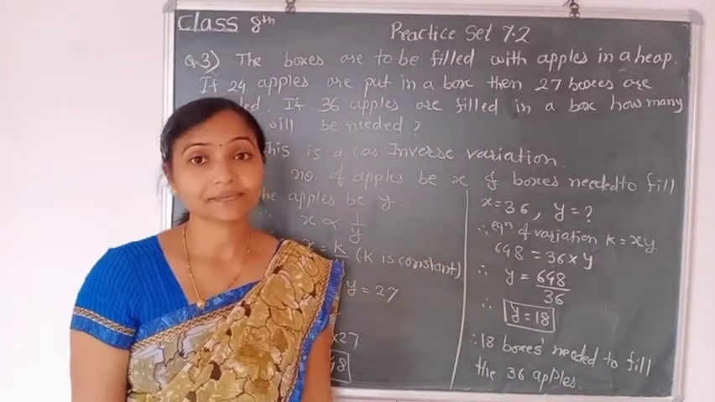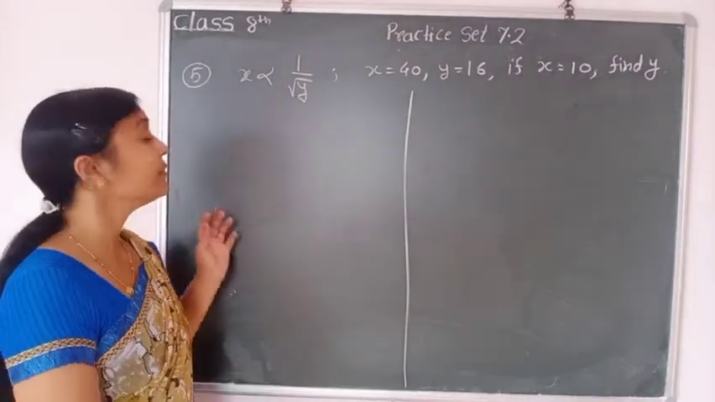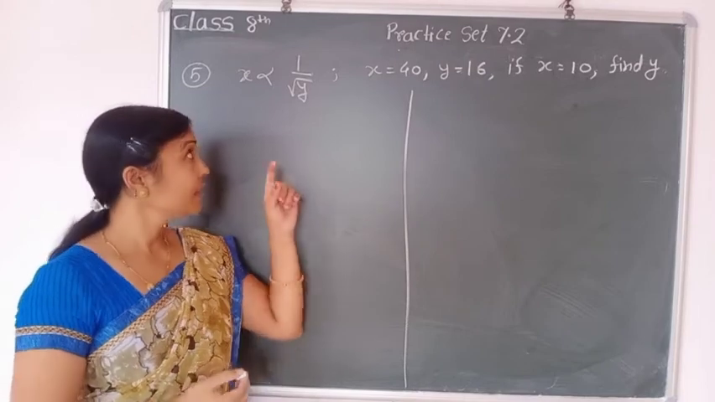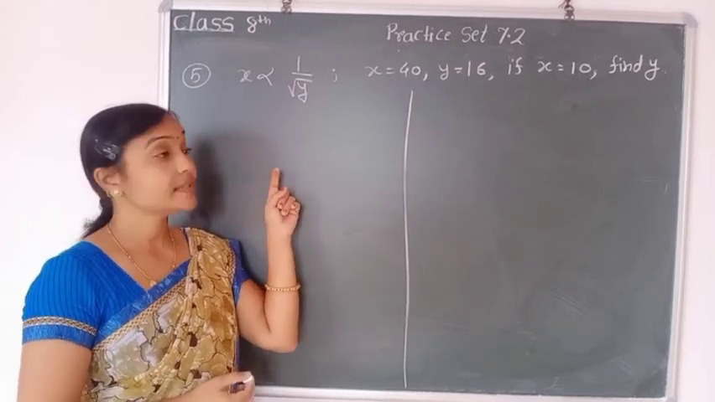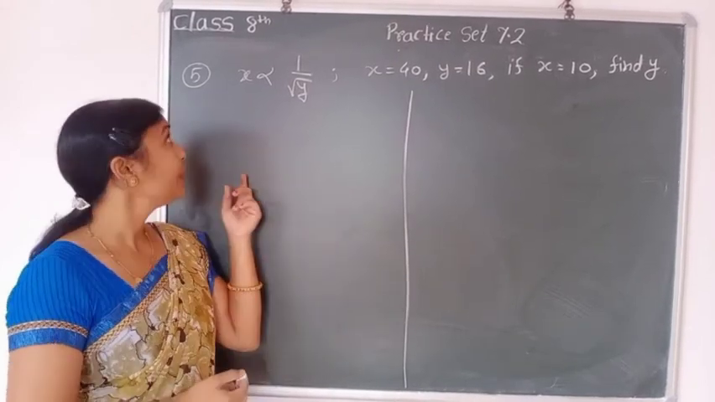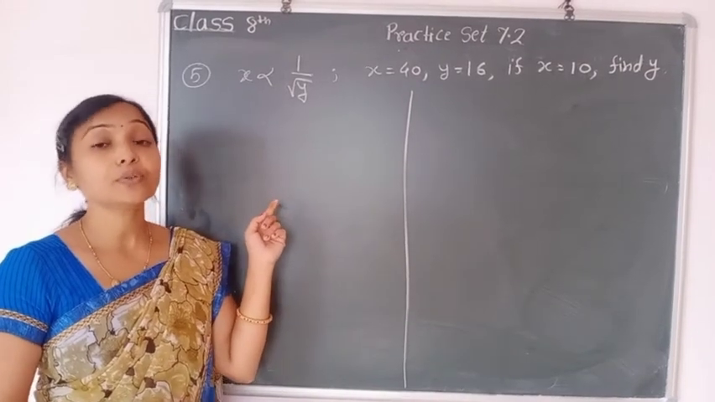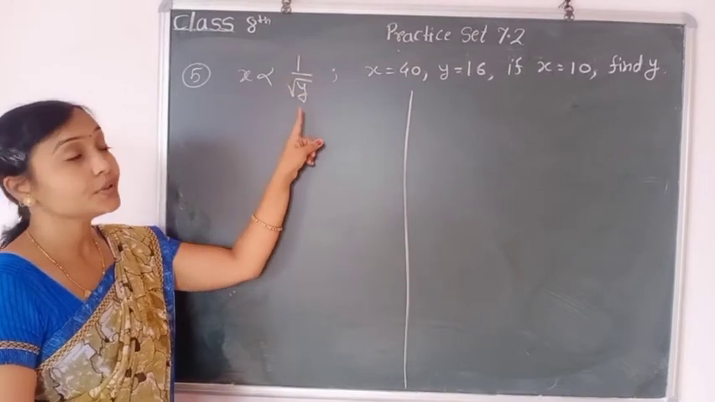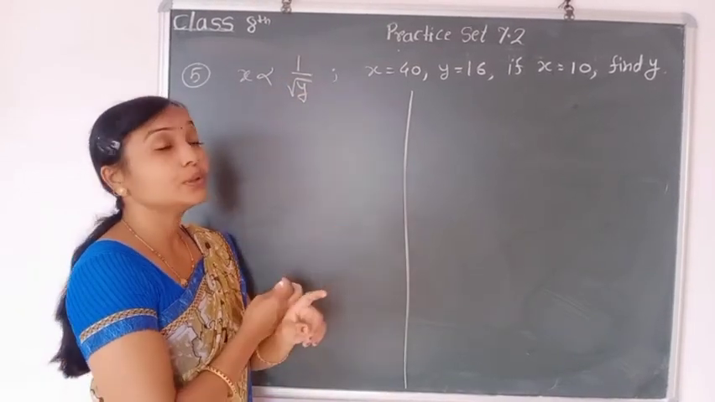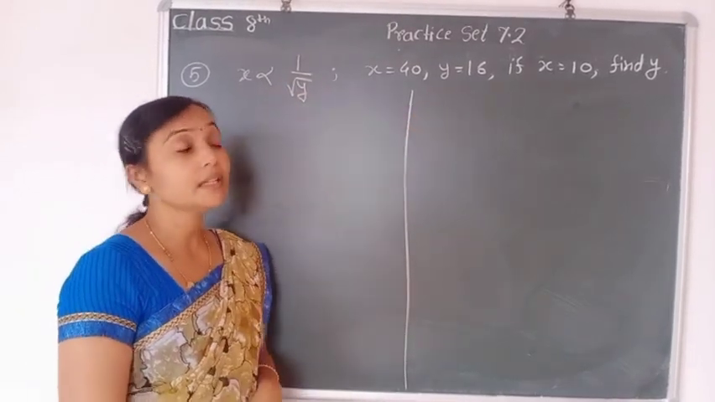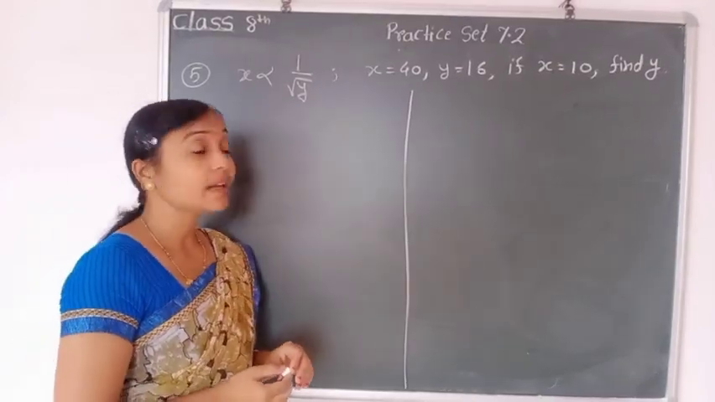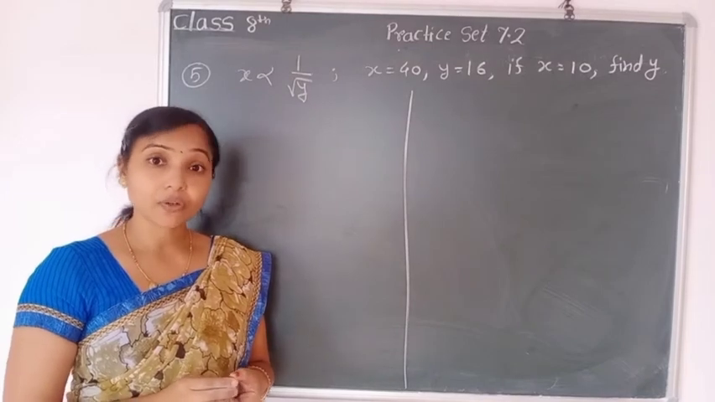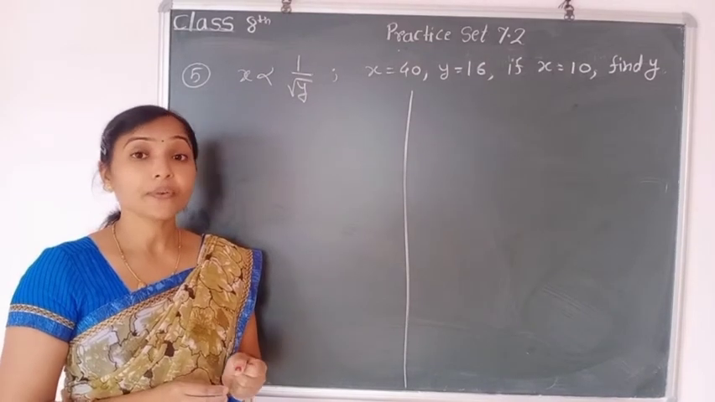Okay students, now we see example number 5. The fourth example is very easy, so you solve it at home, and example 6 is the same as example number 5, so you also try example 6 at home. Now see the fifth example. x is inversely proportional to the root y, where x equal to 40, y is equal to 16. If x equal to 10, then find the y. It means we have to first find out the constant of variation and the equation of variation.